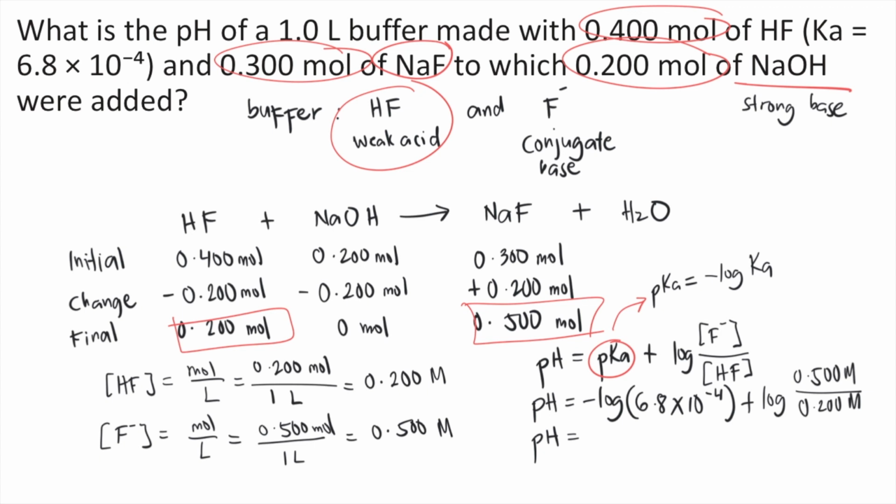So grab your calculator and type this entire equation. So negative log 6.8 times 10 to the negative 4 plus log of 0.500 divided by 0.200, and you will get a pH of approximately 3.57. So the answer to this question, the pH is 3.57.